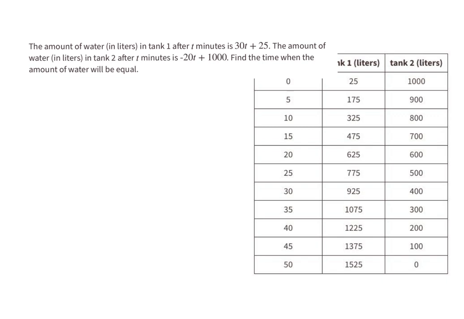The amount of water in liters in tank 1 after T minutes is 30T plus 25. The amount of water in liters in tank 2 is negative 20T plus 1,000. Find the time when the amount of water will be equal.